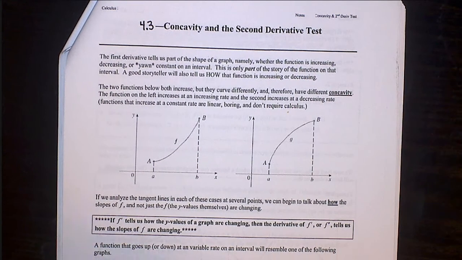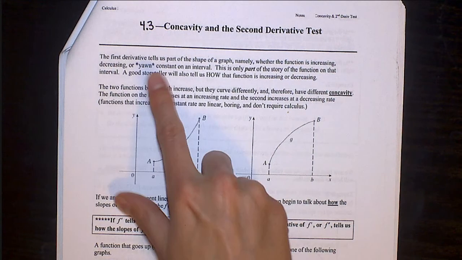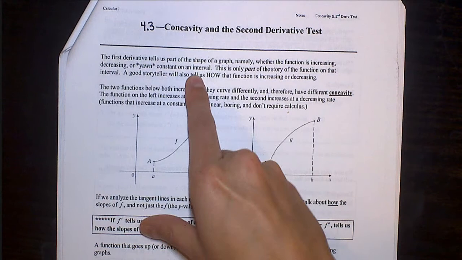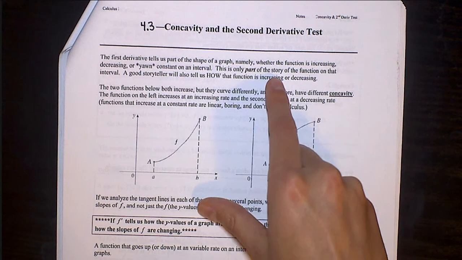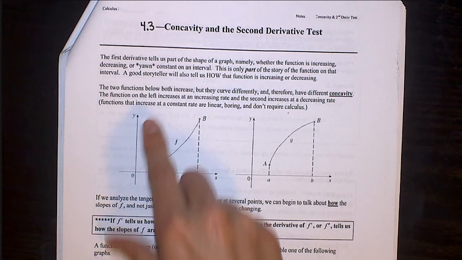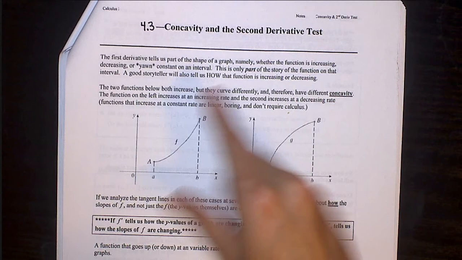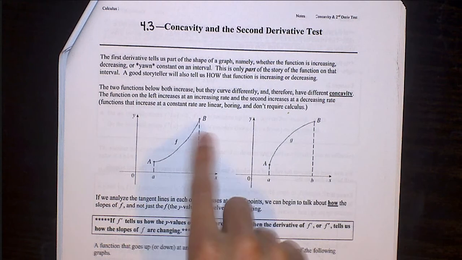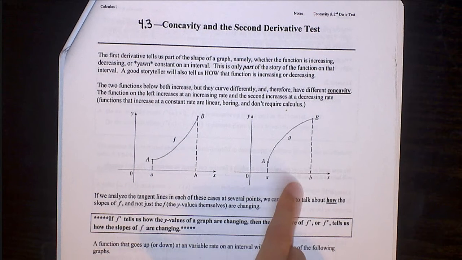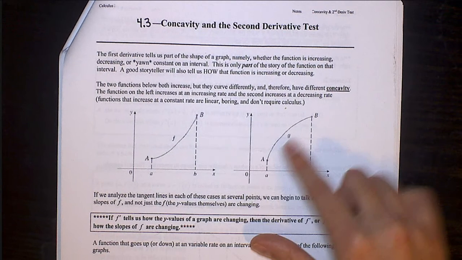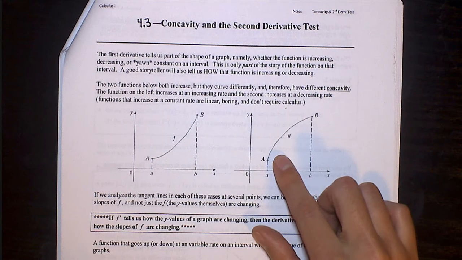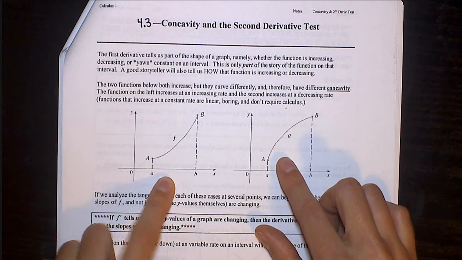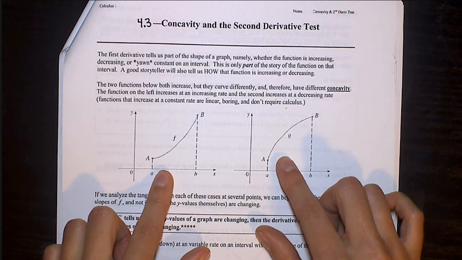The first derivative tells us part of the shape of a graph, namely whether the function is increasing, decreasing, or constant on an interval. This is only part of the story of the function on that interval. A good storyteller will also tell us how that function is increasing or decreasing. So let's look at these two functions below. Both of these are increasing, so they both have positive slope. But as you can see, they're clearly increasing differently.